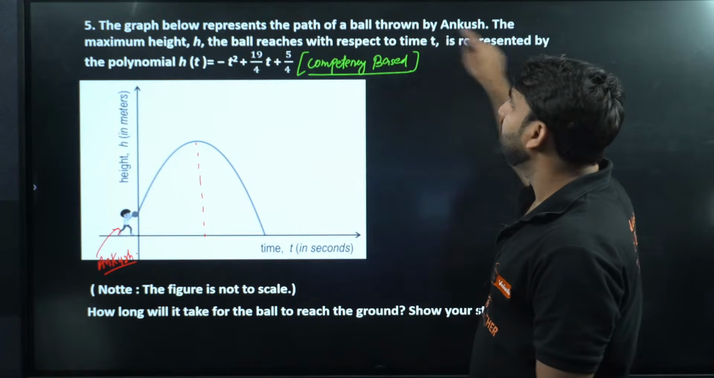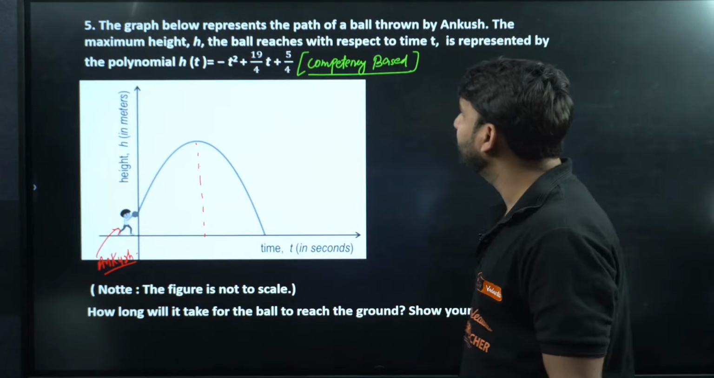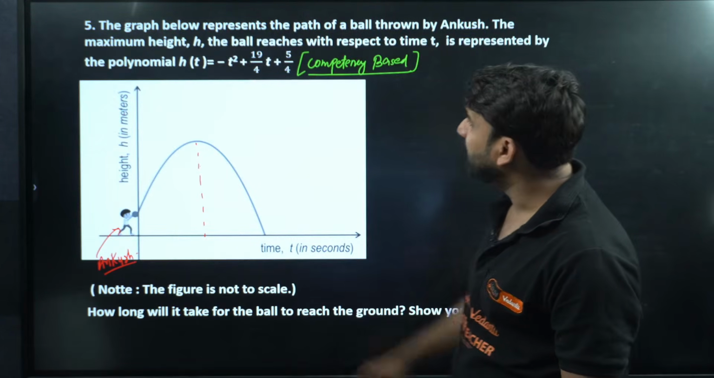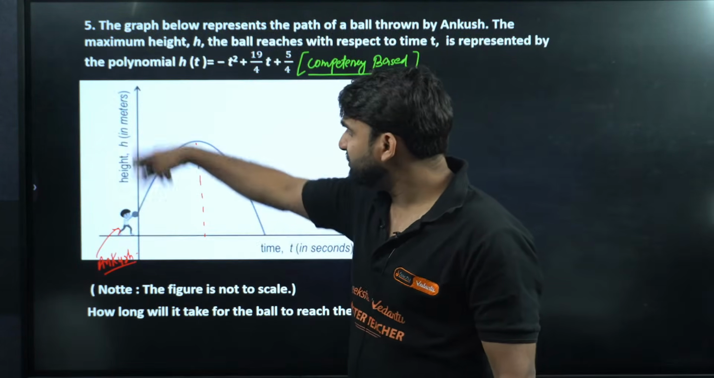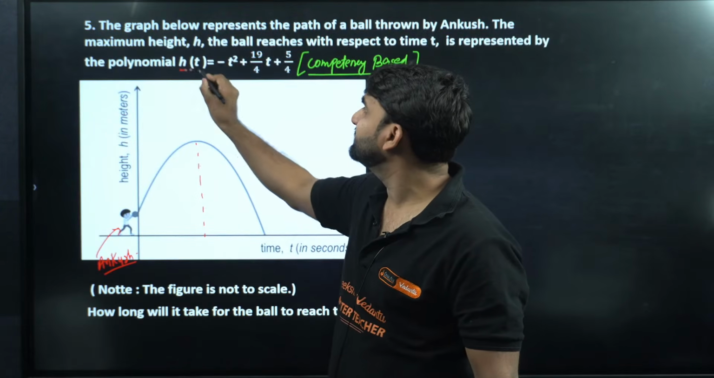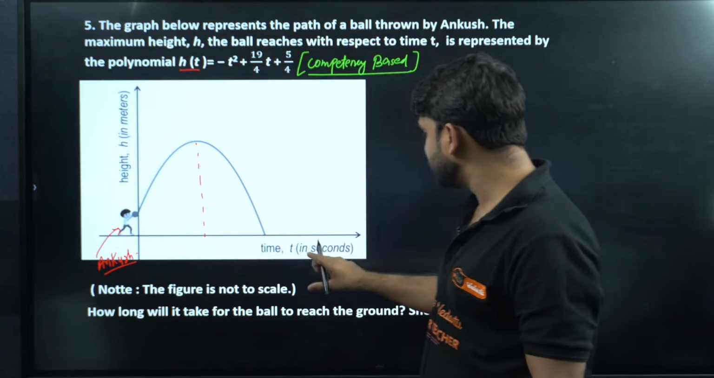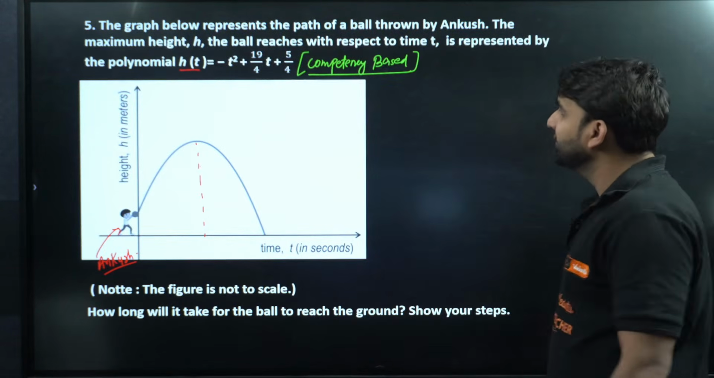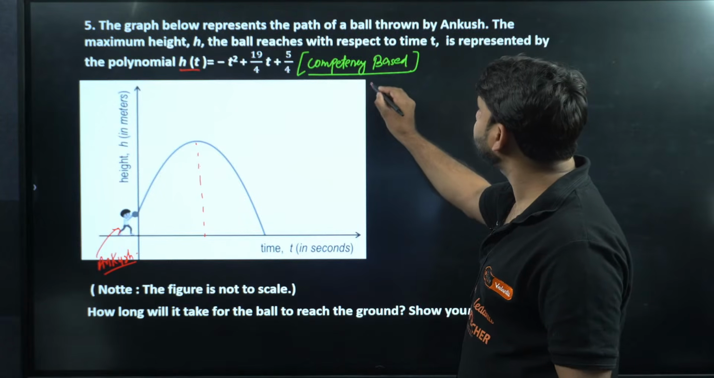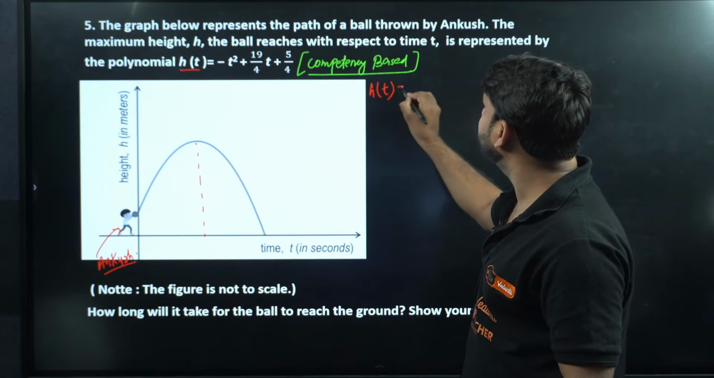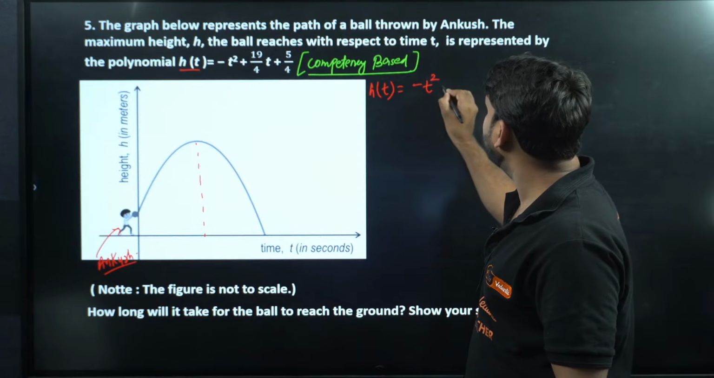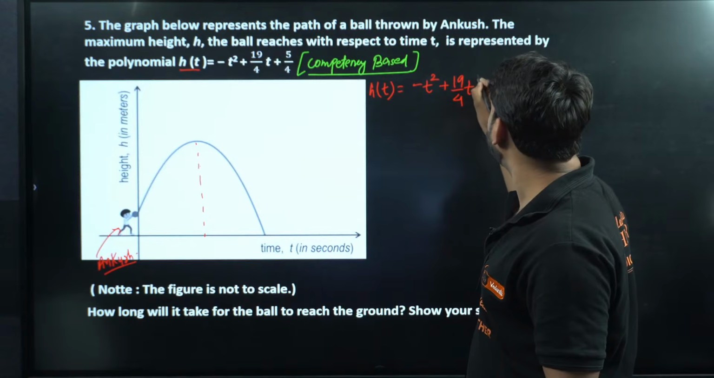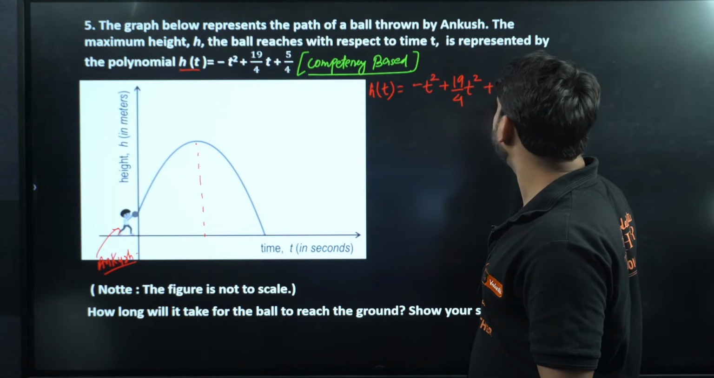So, okay, this will be the maximum height the ball reaches with respect to time, represented by this, okay? So h is on the y-axis, h(t), it means this is y, and the x-axis is represented by time. So, this is a quadratic equation. This is a very good question. So h in terms of t is equal to minus t square plus 19 by 4 t plus 5 by 4.